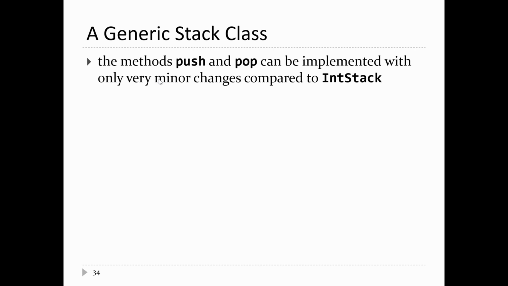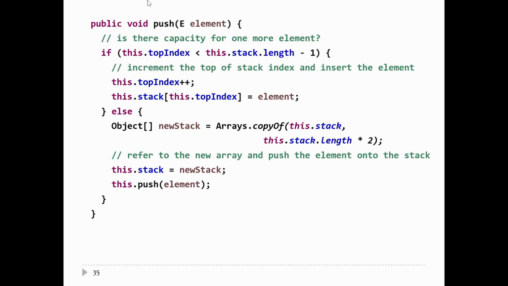Okay, so push and pop for the stack, very small changes now, right? Push now takes in an element of type E, our generic type. This used to be int. It used to be an array of int. So now when I have to resize the array, I make a new array of object. That's the only change on this slide compared to the int stack implementation.